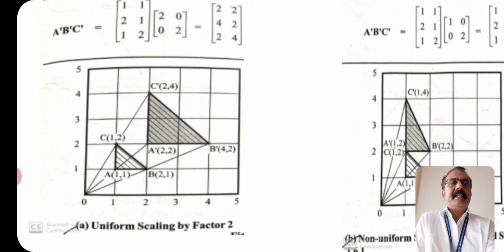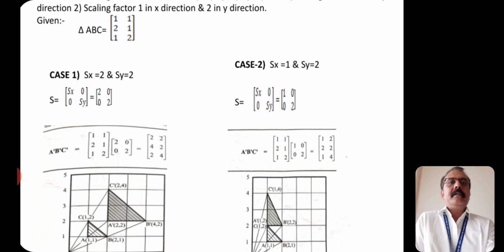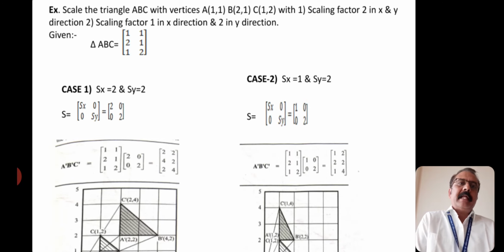Now for the second case, the initial matrix or initial position of the triangle remains the same. That is, triangle ABC is equal to the matrix [1 1; 2 1; 1 2]. The only change is the scaling factor. Here the scaling factor is 1 in x direction and the scaling factor is 2 in y direction.